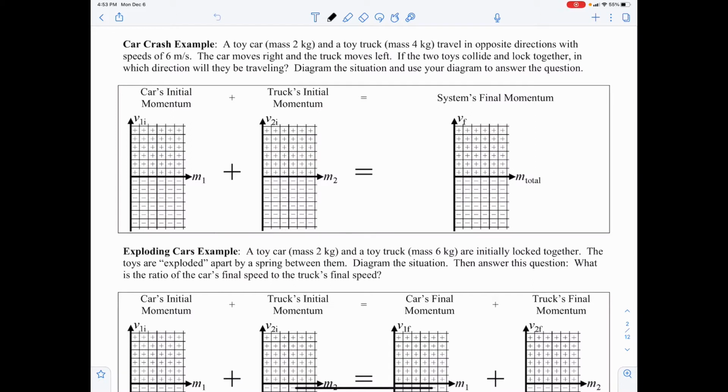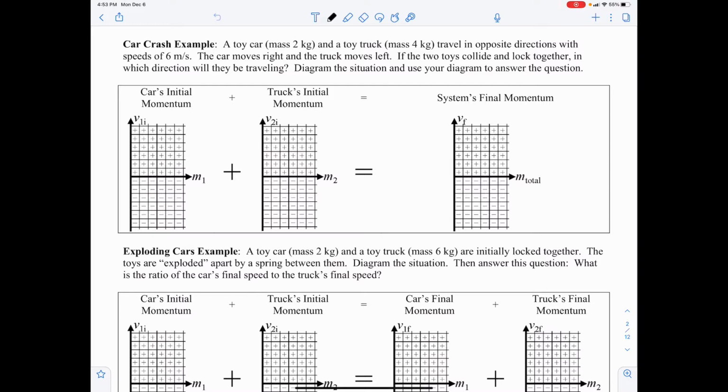In this video, we're going to take a look at the examples for AP Physics 1, Unit 5 notes on momentum. Remember to pause or rewind the video as you need to. Let's begin. We're on page 2 of the notes, and go ahead and scroll until you see the example on the screen here that says car crash example.